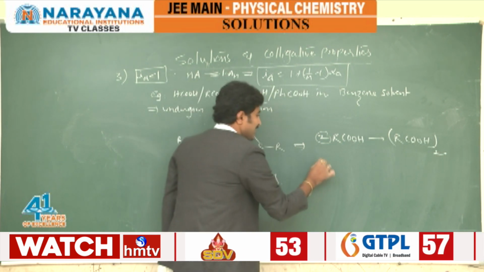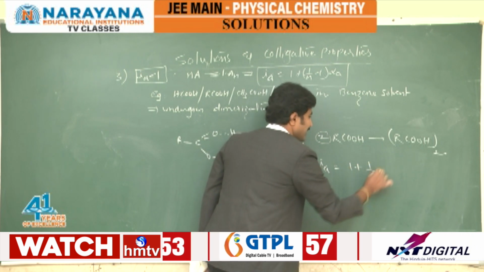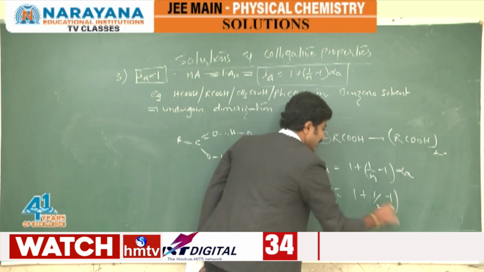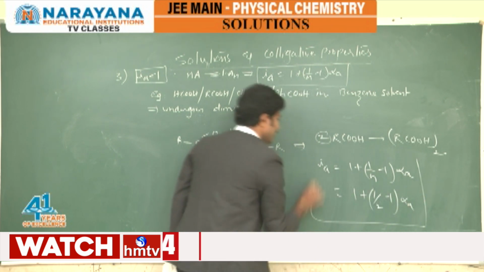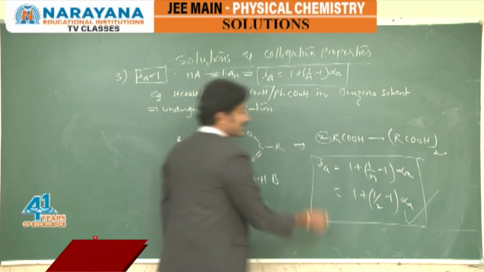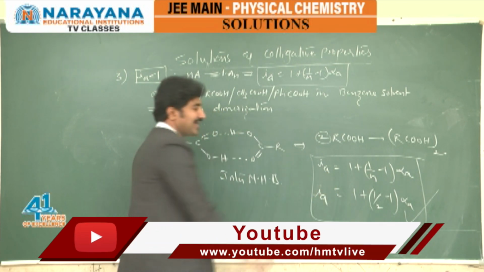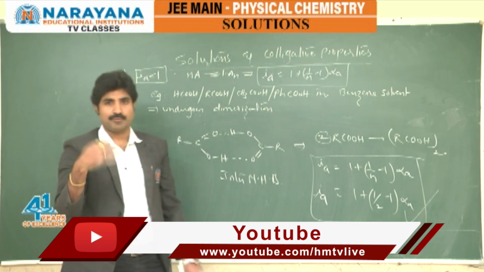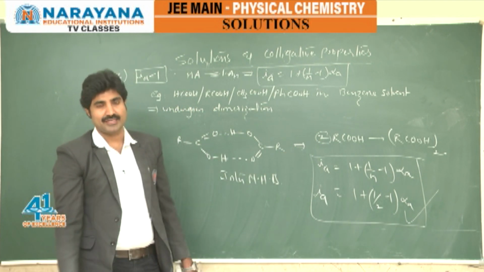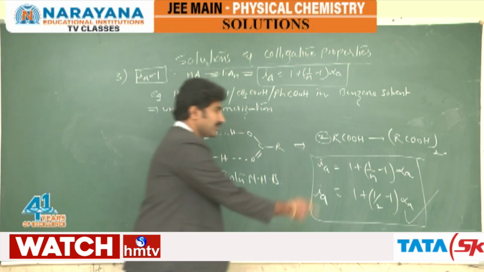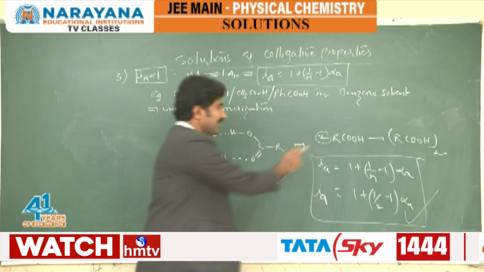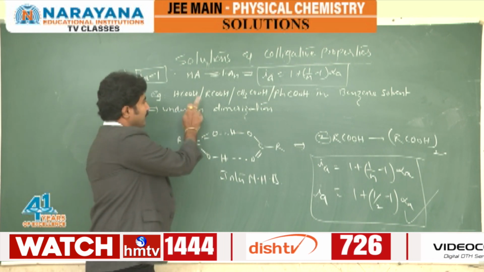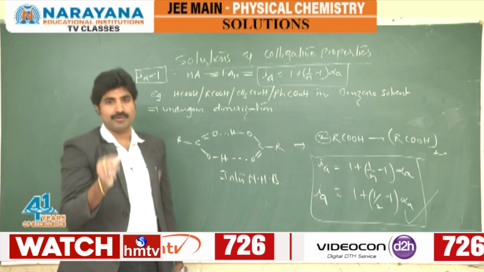So what is the i association case? 1 plus (1/n minus 1) into alpha association, that is 1 plus (1/2 minus 1) into alpha association. Based on alpha association, you can find out i association. So in dimerization, this n value is 2. Suppose sometimes they will give trimerization, tetramerization like that. There, in trimerization n value is 3, tetramerization n value is 4. I clearly pointed out this information.